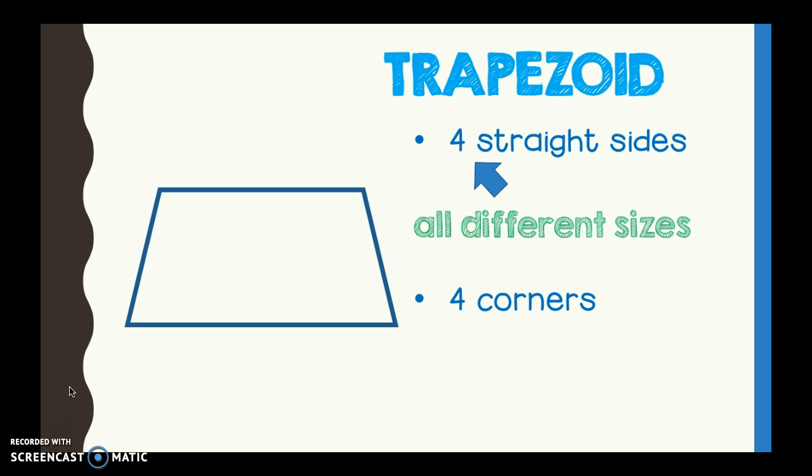And there are 4 corners, but what do you think? Are these going to be square corners or not square corners? Oh, good guess, yeah. A square does not fit in there very nicely, so they're definitely not square corners. So, there are 4 straight sides, they're all different sizes. And there's 4 corners, but they're definitely not square. That's a trapezoid.